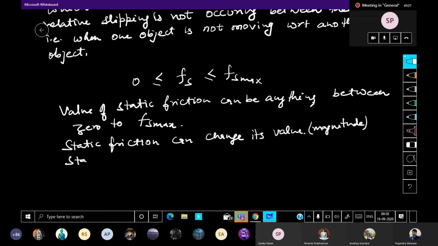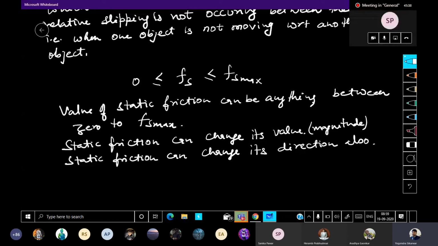Static friction can change its direction also. So it can change its magnitude, it can change its direction, both as per the requirement. Let me write that also. What will decide the change? As per the requirement.